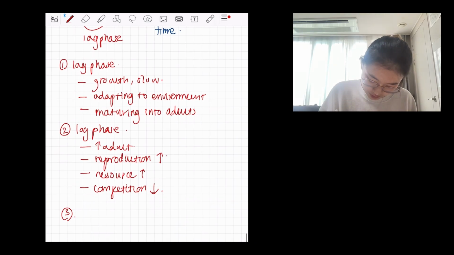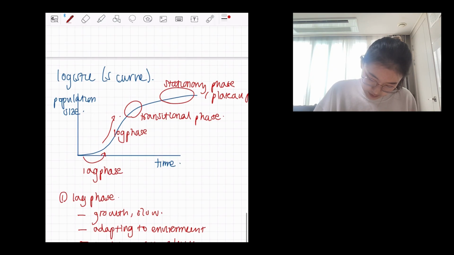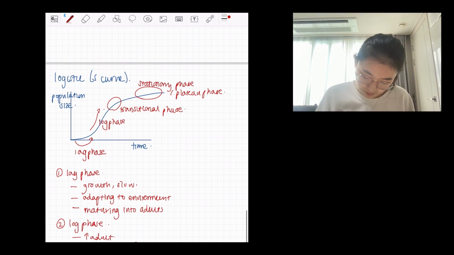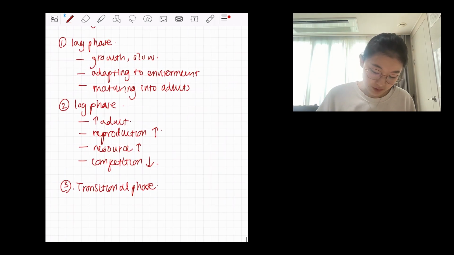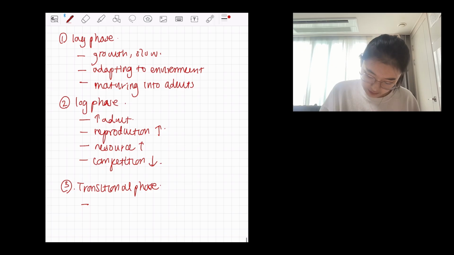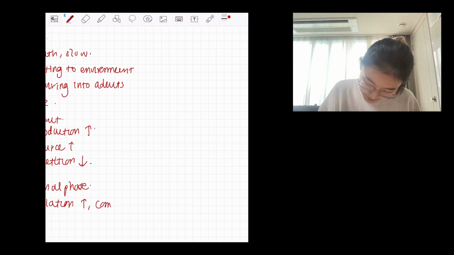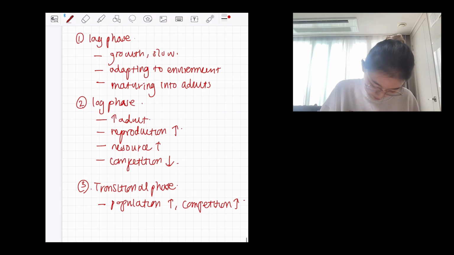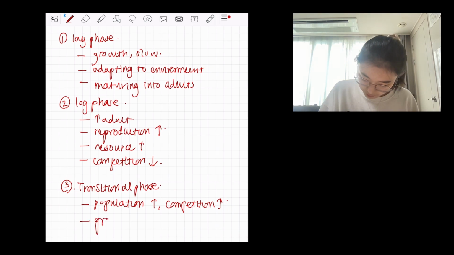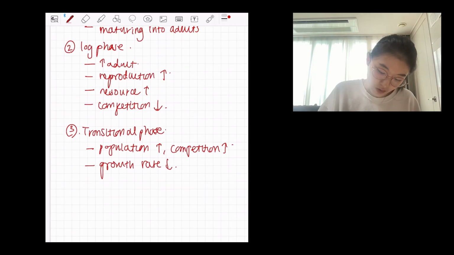Thirdly, we're going to look into the brief transitional phase. It's a very short phase, transitioning from the log phase into the stationary phase. Now, in the transitional phase, the population is quite large. However, the competition for the resources is also quite intense. It's quite high. And therefore, the growth rate of the population is a little bit slower than it used to be in the log phase.